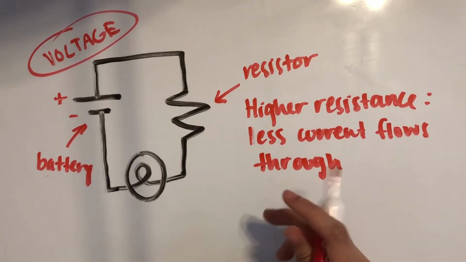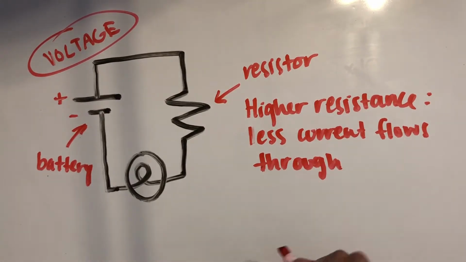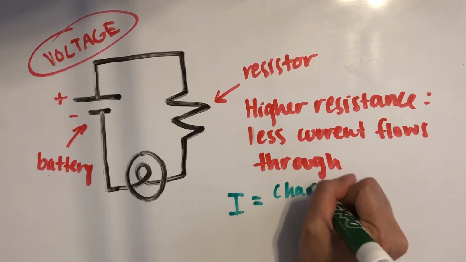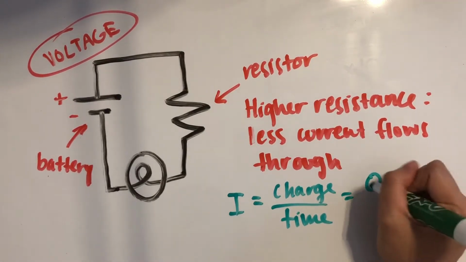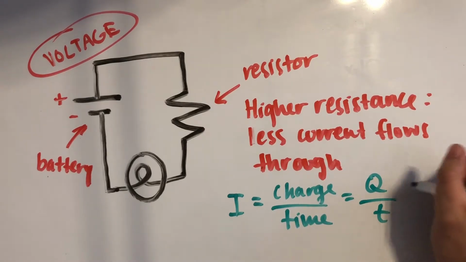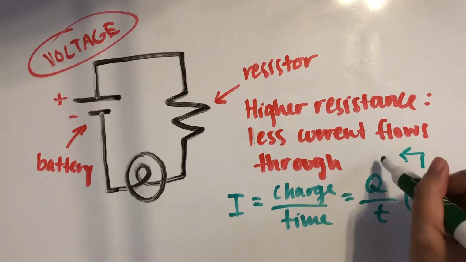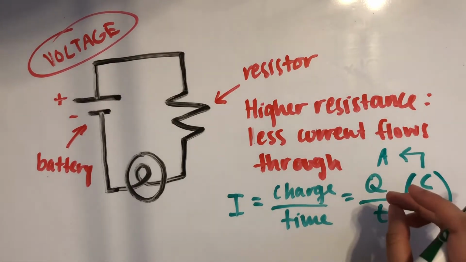So current is pretty much just the rate of flow of charge at a point on the circuit. Mathematically, we can represent this as current, or I, is equal to the charge over time. Or we can also say Q for charge and T for time. This means that the units will result to coulombs over seconds. And this is also equivalent to amperes or amps, which is symbolized by the capital letter A.